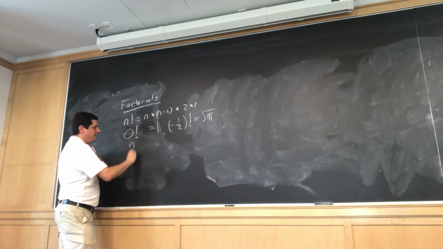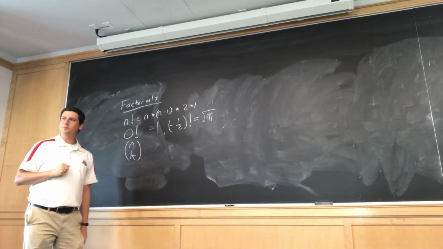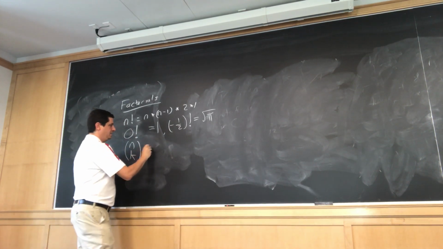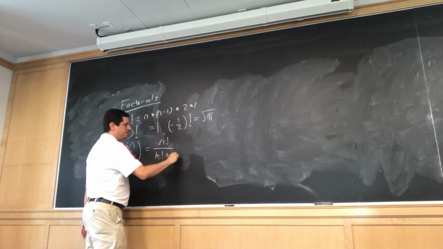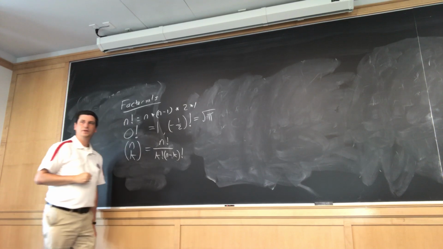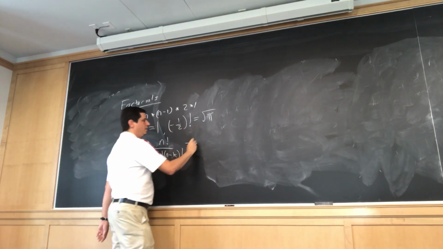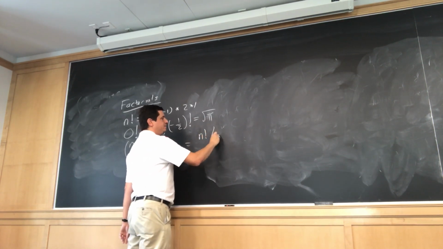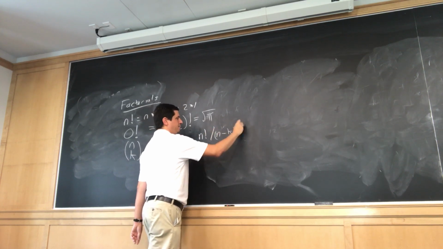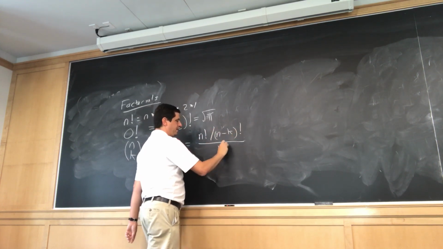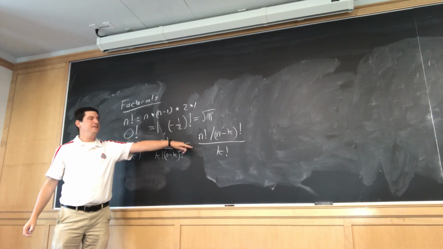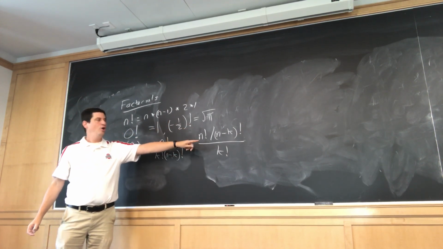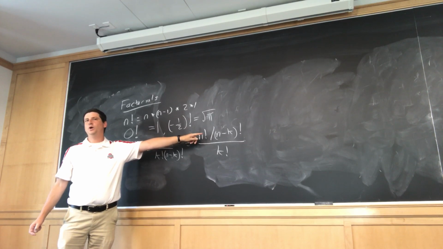N choose k. This is the number of ways to choose k objects from n when order matters. It's n factorial over k factorial times n minus k factorial. And there's a good way to view this: view this as n factorial divided by n minus k factorial, divided by k factorial. And the reason is the top is going to be n times n minus 1 times n minus 2 all the way down to n minus k plus 1.